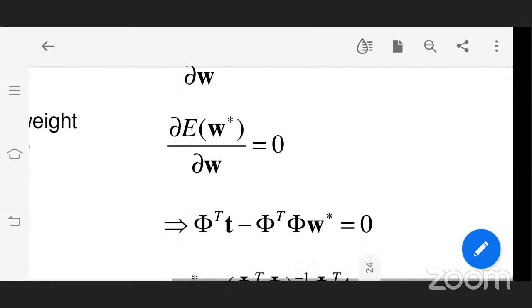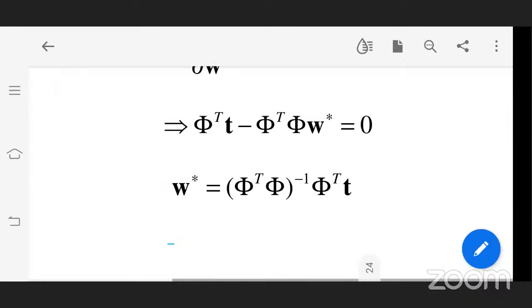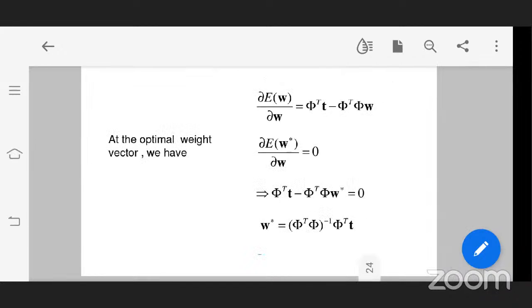Okay, so that gives me phi transpose t minus phi transpose phi w star equal to 0, and w star is phi transpose phi inverse phi transpose t. Okay, so this is my optimal weight vector for a given order m that will minimize the error function. Is it clear to everyone? At least the idea. I've not derived it. The derivation is quite straightforward.